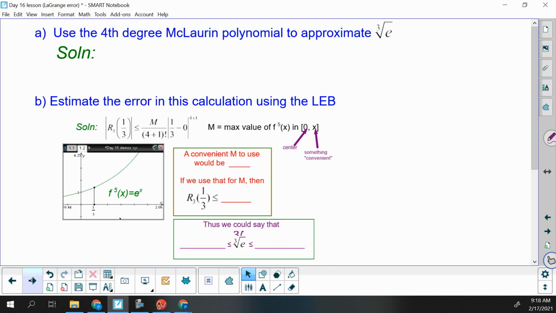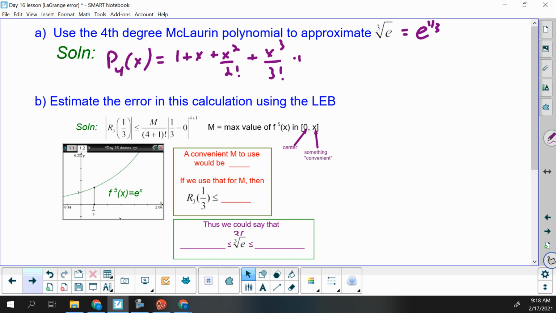If we move down to the bottom, we're going to do a fourth degree polynomial to approximate the cube root of e. Keep in mind that's really e to the 1/3. So we're going to have P4 of x. Remember, e is all positives, has every power and every exponent. So that's 1 plus x plus x squared over 2 factorial plus x cubed over 3 factorial plus x to the 4th over 4 factorial.